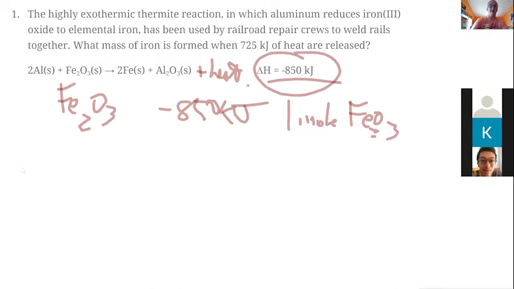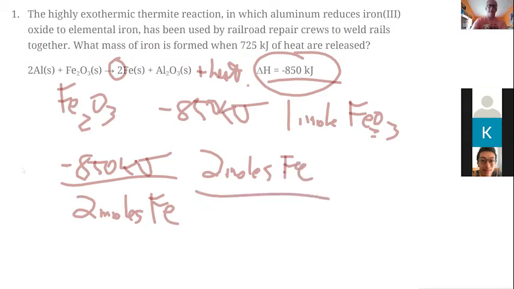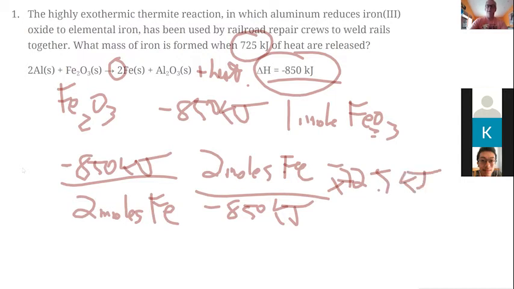How many moles of iron are formed for every 850 kilojoules of energy? 2. 2, that's right. Because for our balanced reaction, what this means is that for every 850 kilojoules, 2 moles of iron. So I would put it the other way around, 2 moles of iron for every 850 kilojoules. I multiply that by my 725 kilojoules of heat. I get rid of my kilojoules. And how many moles of iron would that be?